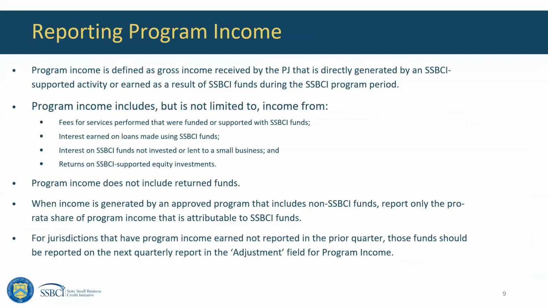Okay, we'll move on to the next slide on reporting program income. Program income received by the jurisdiction as directly generated by an SSBCI supported activity or earned as a result of SSBCI funds during the program period should be reported in the quarter report. And interest earned on SSBCI funds not invested or lent to small businesses counts as program income and should also be reported in the quarter report. And when there's income generated by an approved program that includes non-SSBCI, jurisdictions should report only the pro rata share of the income that is attributable to SSBCI.